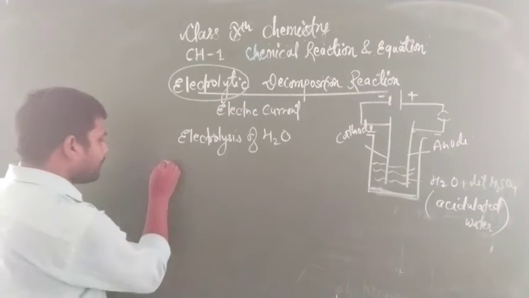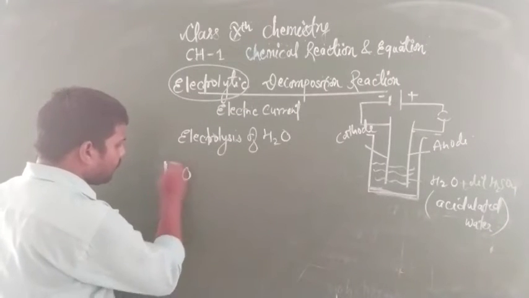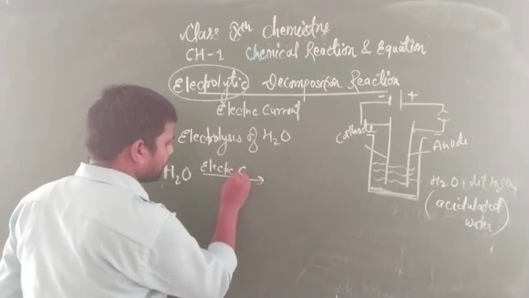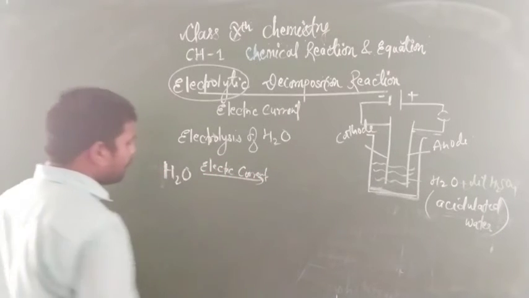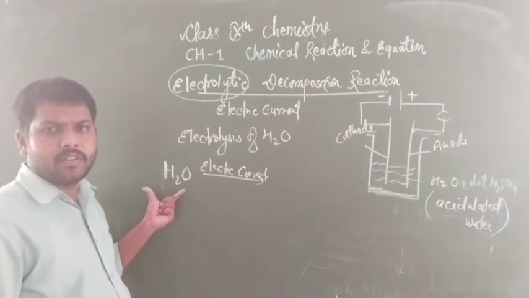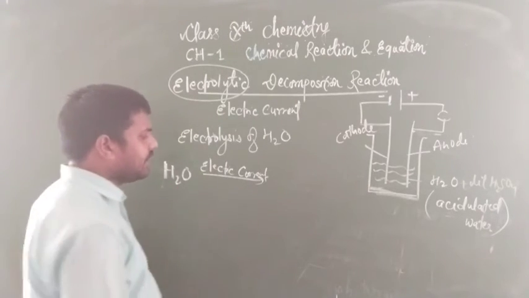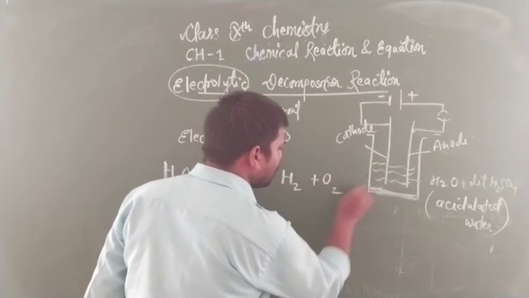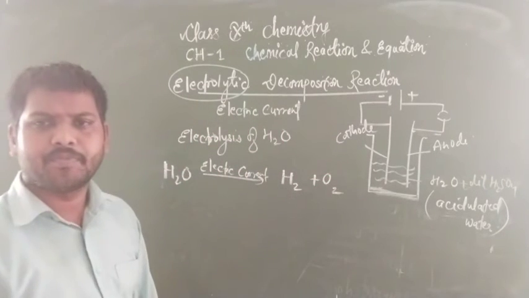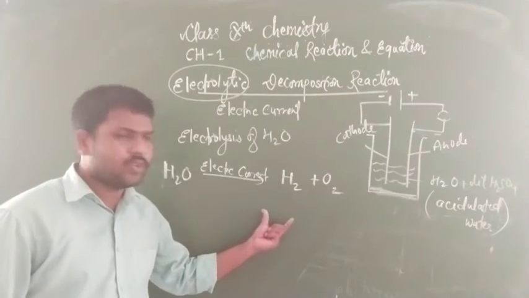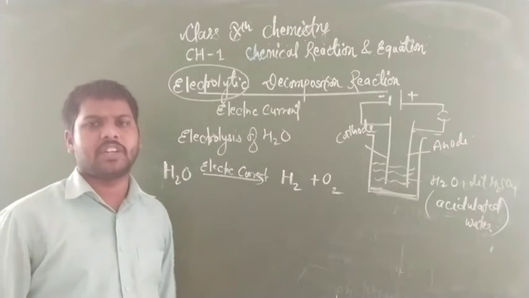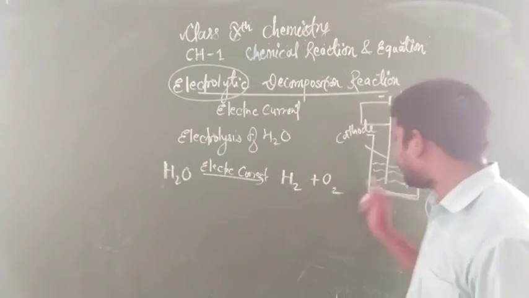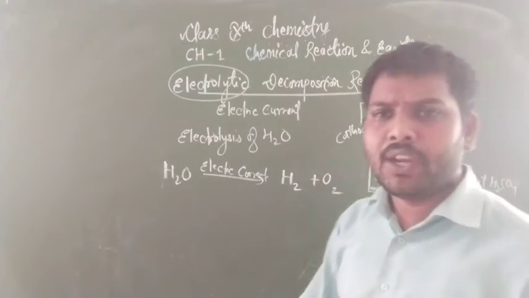Now see this. Water, electric current. When water breaks down with electric current, it gives two gases. One is hydrogen gas and the second is oxygen gas. Now the question is which gas will deposit at the cathode and which one at the anode.